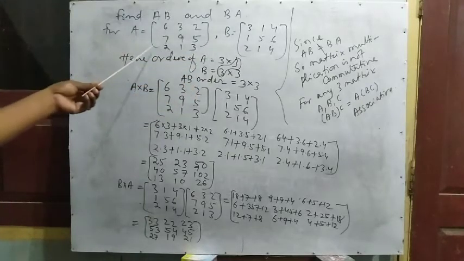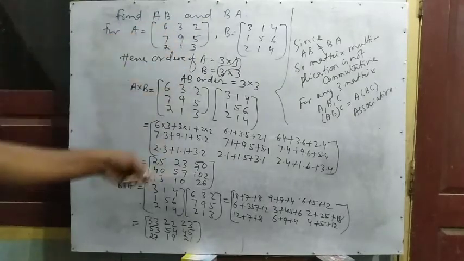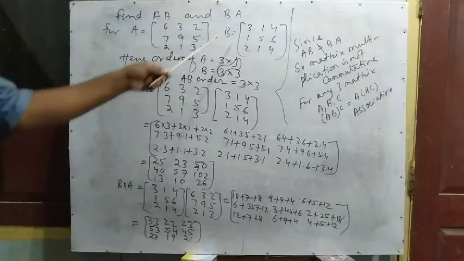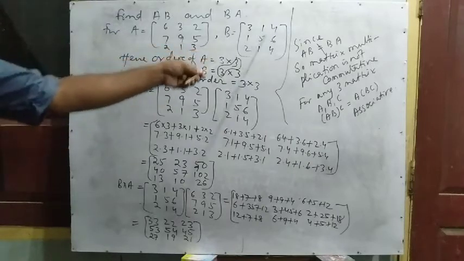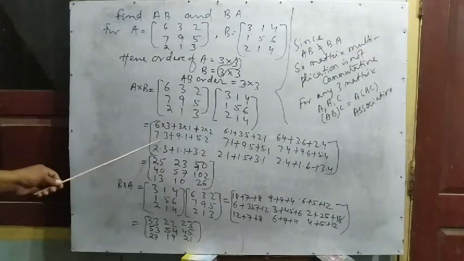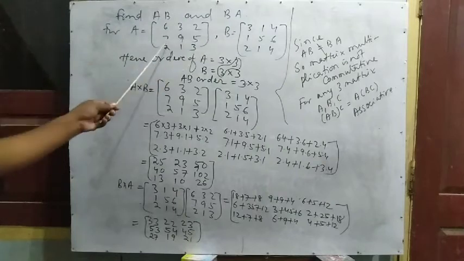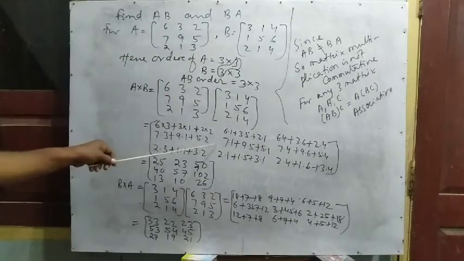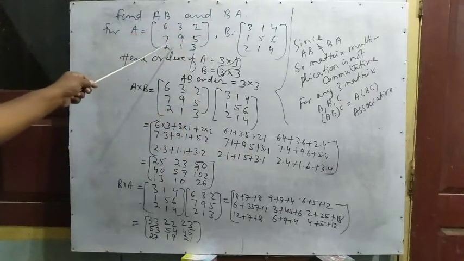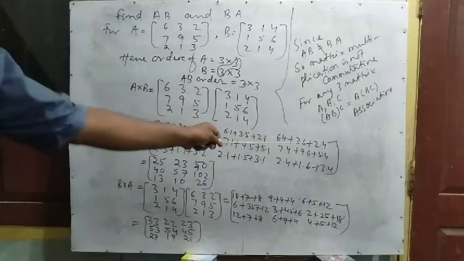Now comes the multiplication of the second row with the first column, second column and third column. The second row with the first column is multiplied and put here, and for the second column, 7 into 1, 9 into 5 and 5 into 1 is put here, and 7 into 4 plus 9 into 6 plus 5 into 4 is put here.